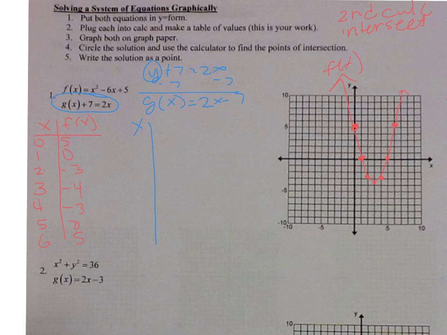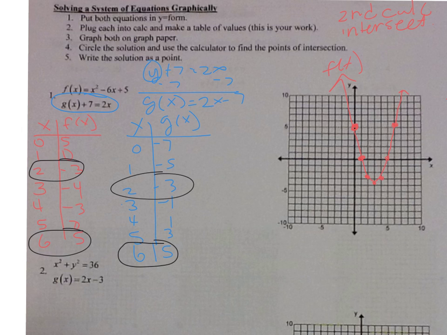All right, you could put me on pause so that you could get your table of values for g of x. I have 0 is negative 7, 1 is negative 5, 2 is negative 3, 3 is negative 1, 4 is 1, 5 is 3, and 6 is 5. So you can already see we have one of our solutions right here, the 6, 5. And the other solution is right here because they're the same.